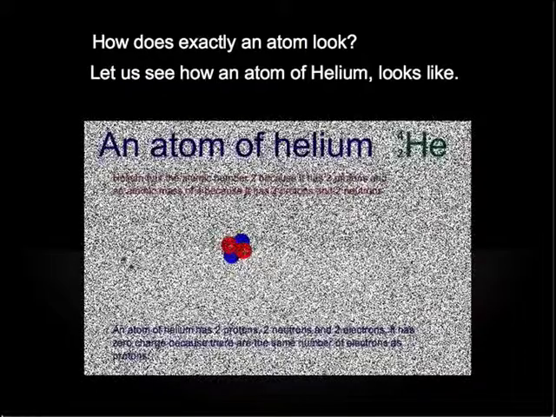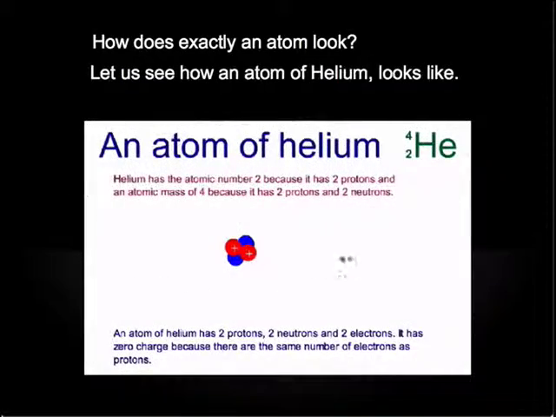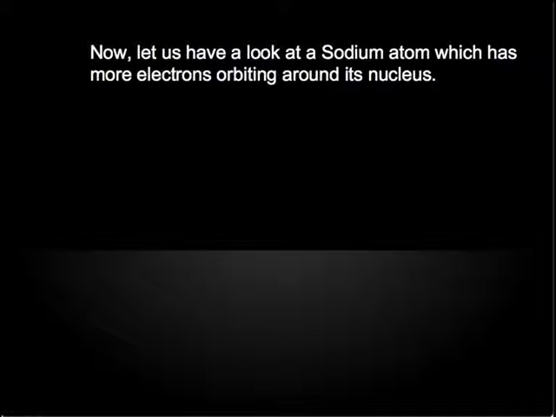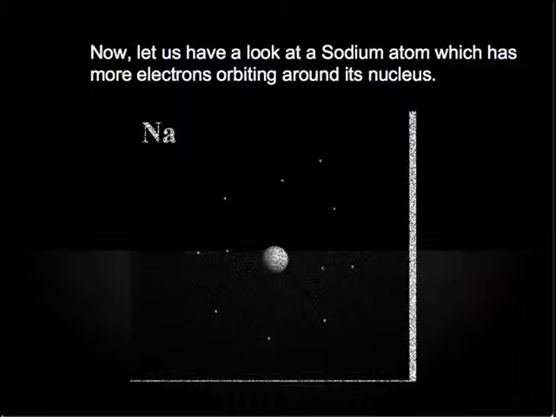How does exactly an atom look? Let us see how an atom of helium looks like. This is an animation of a helium atom. A helium atom has two protons and two neutrons in its center and two electrons circling in the periphery. Now, let us have a look at a sodium atom which has more electrons orbiting around its nucleus.